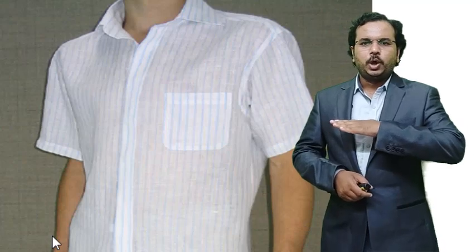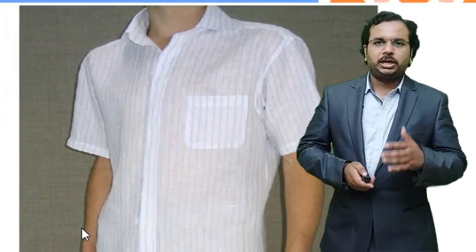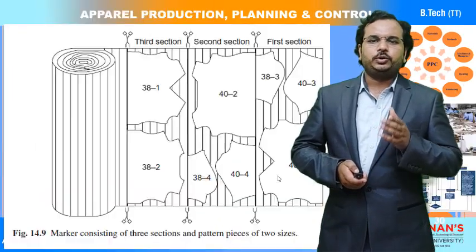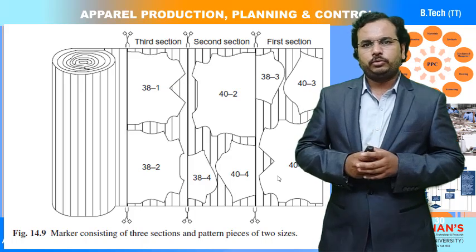Okay, if it is the length direction, you have to consider the stripes in the length direction. If it is in the weft direction, that is horizontal stripes, then you have to consider the horizontal stripes. And if it is checks, then in both the warp direction as well as the weft direction, that is the length direction as well as the width direction, you need to match one component to the other component. Okay, so that is the thing. This is an example of how we have to match the components to keep the two components at one place.